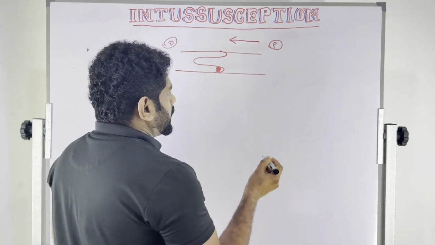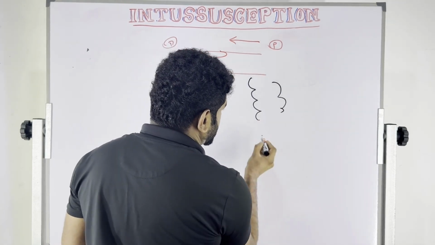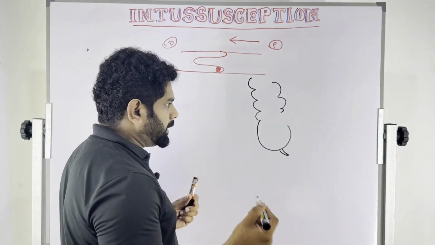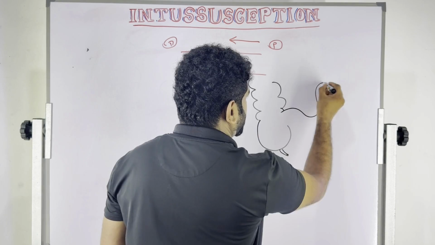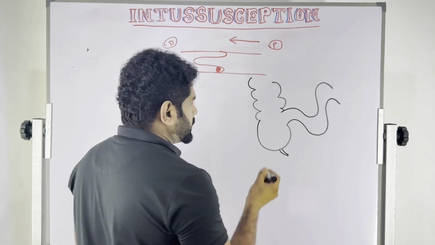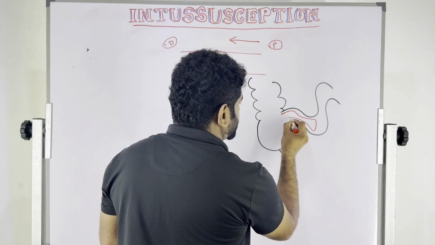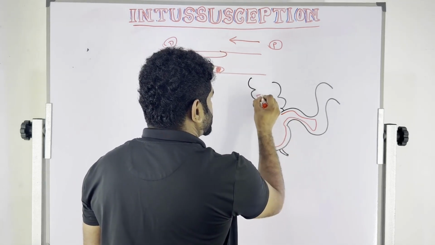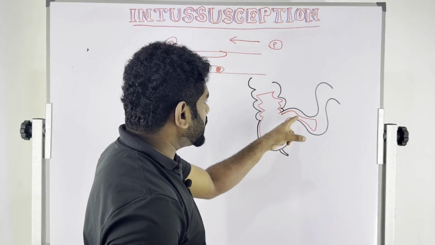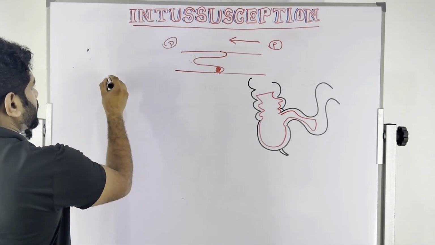Let's say here we have the ascending colon and this is the cecum. Here we have the appendix. This is the distal part of the ileum. It comes and joins with the colon. Let's say this is the lumen. Now this part is pushed into the colon. Now it may look like this.